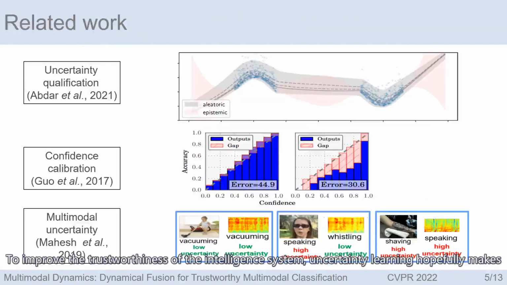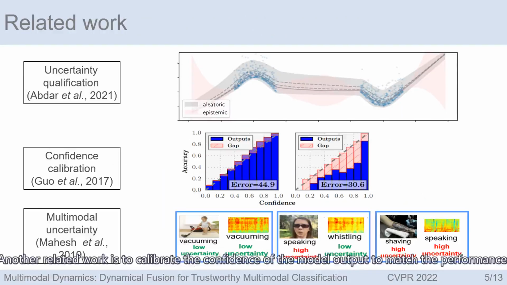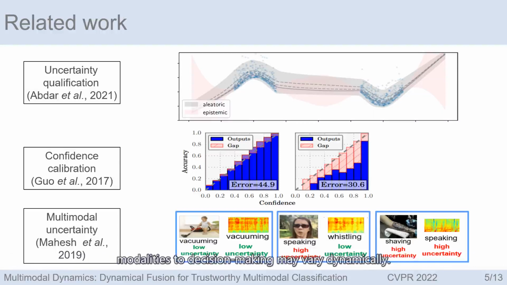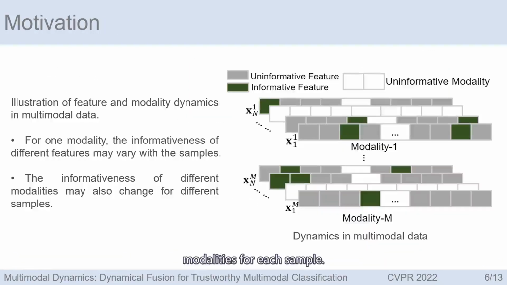To improve the trustworthiness of the intelligence system, uncertainty learning hopefully makes a deep learning model be able to say, I don't know. Another related work is to calibrate the confidence of the model output to match the performance. Some works focus on uncertainty in multimodal data. For example, the contribution of different modalities to decision-making may vary dynamically. In this paper, we employ a confidence-based model to assess the informativeness of different modalities for each sample.